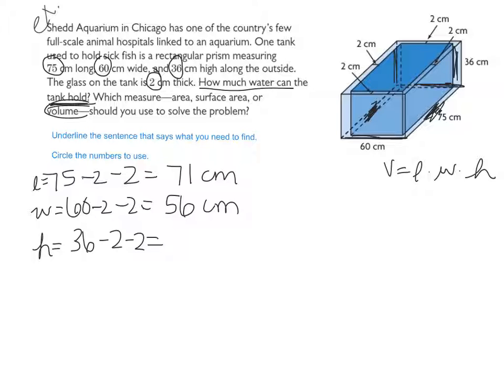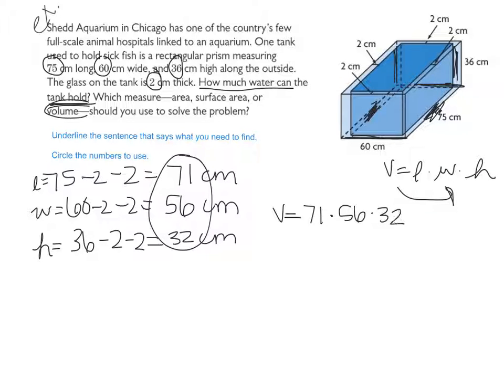36 subtract 2 would be 34. 34 subtract 2 would be 32 centimeters. Now, I take my length, width, and height and put them back into my formula here to find the volume. 71 times 56 times 32.